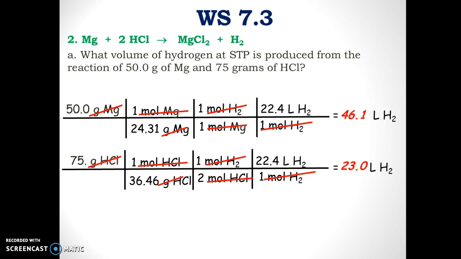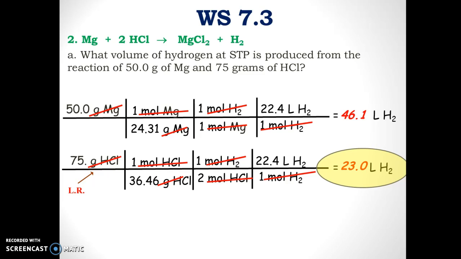Well, the limiting reactant, remember, is going to be whichever one produces less. So which one produces less? Hopefully you said HCl. That produces 23 liters, which is less than 46.1, which makes HCl my limiting reagent or reactant.